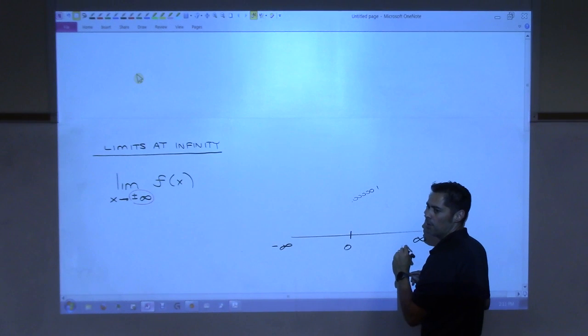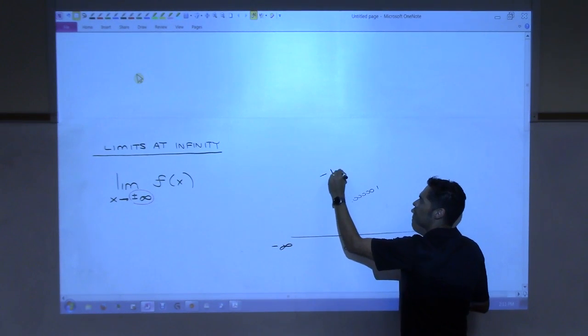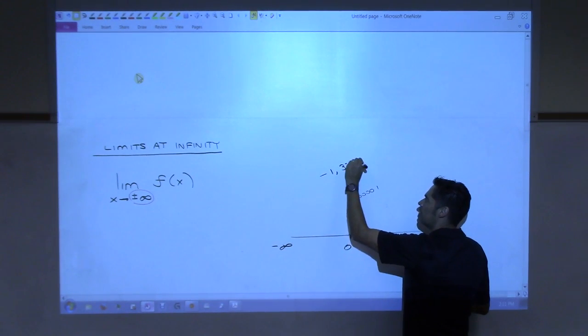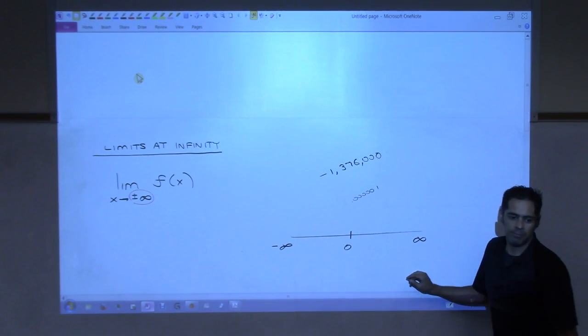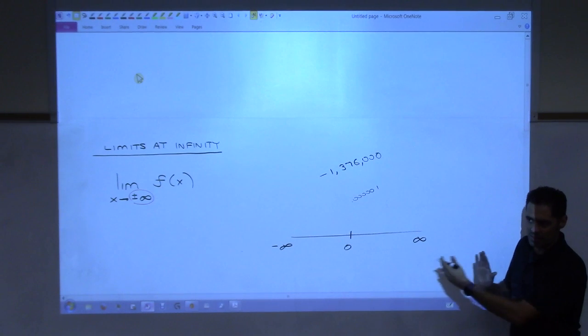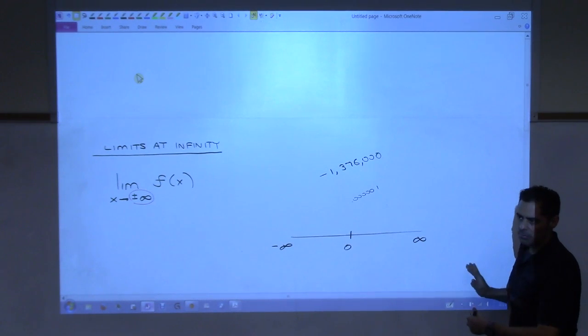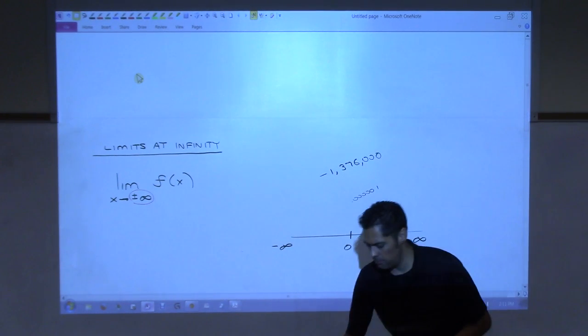0.000001, that's a small number. Negative 1,376,000, whatever, that's a very big negative number. Think of it as like a distance from the origin. So our language is all consistent, that good?